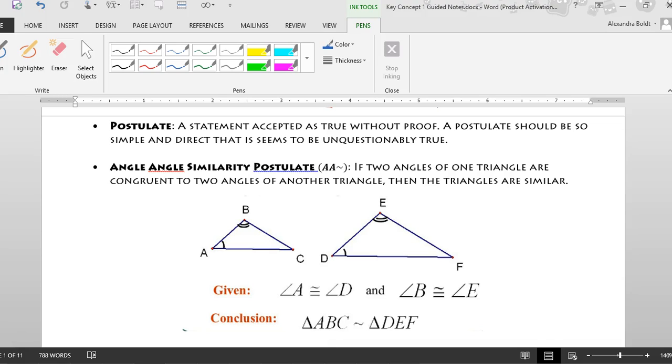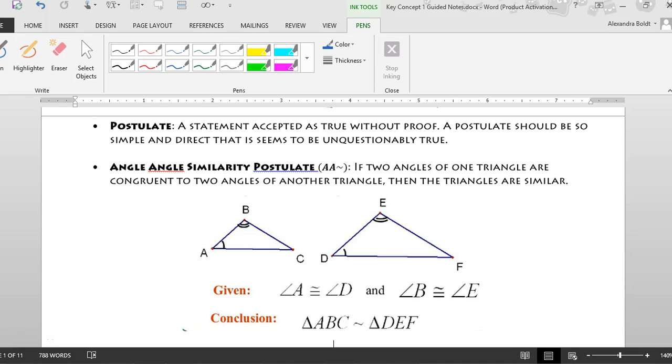One of the biggest postulates is what geometry is all based on, and that is that between any 2 points you can create a line, a straight line, right? That just is unquestionably true. I can have 2 points and I can create a straight line between them.